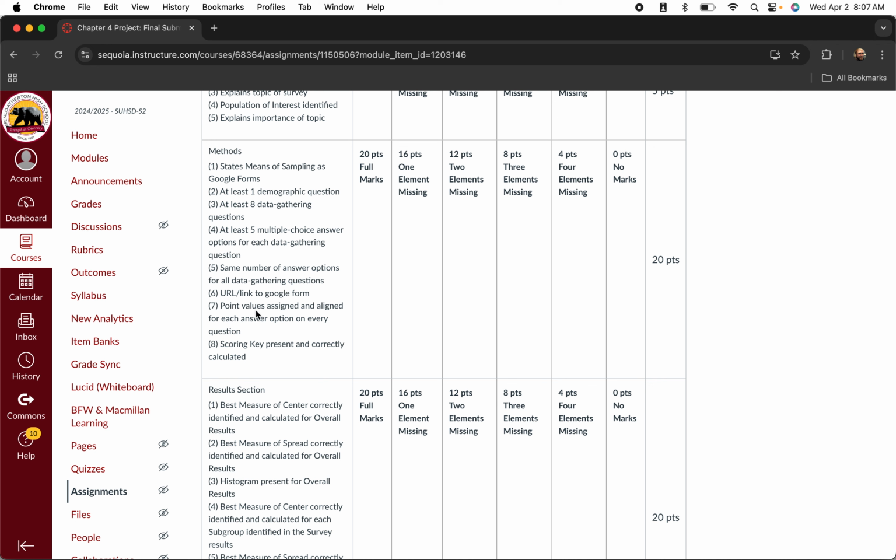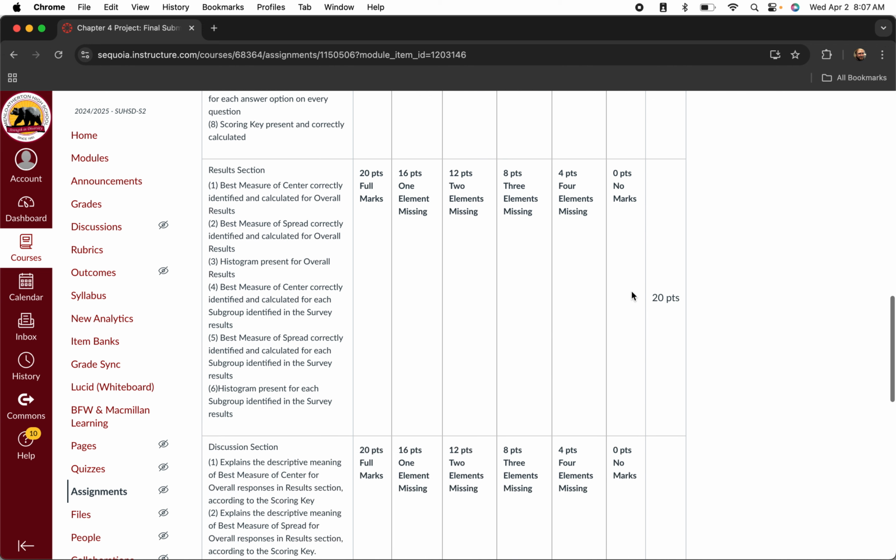You need to assign your point values and align each answer option to every question, and make sure that all of that is included in the scoring key. This is one of the bigger sections since this is where a lot of your work comes. This is worth 20 points.